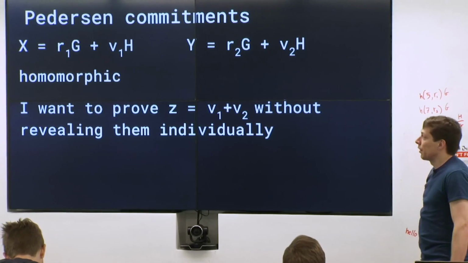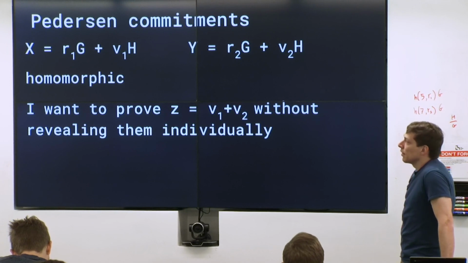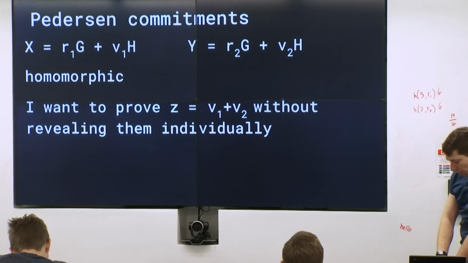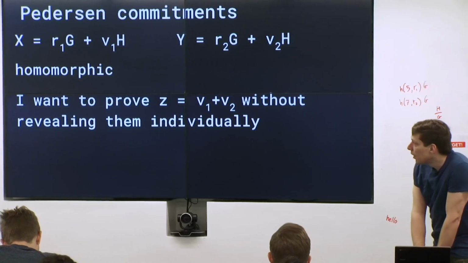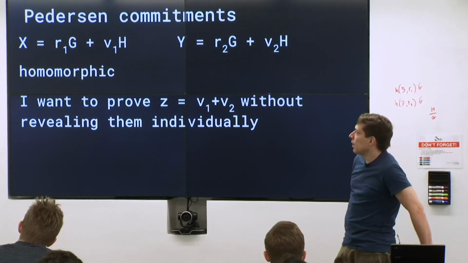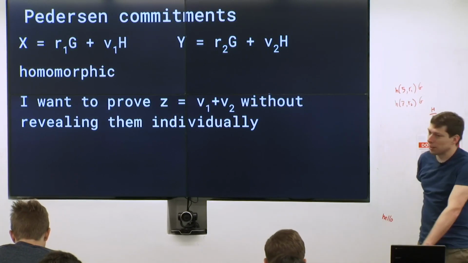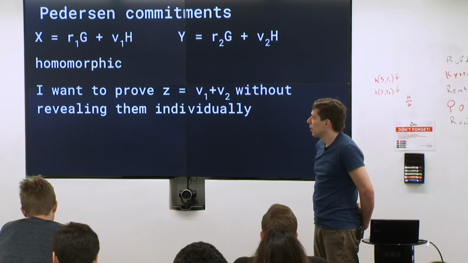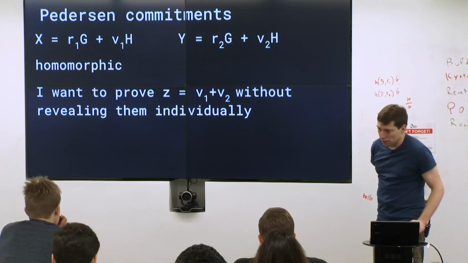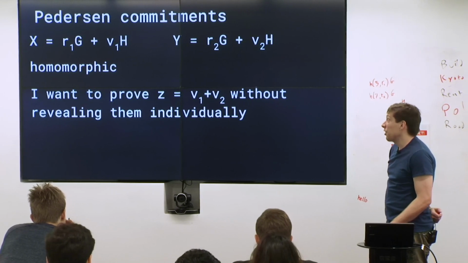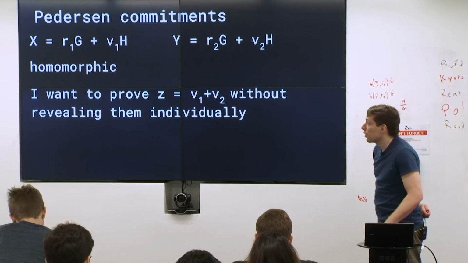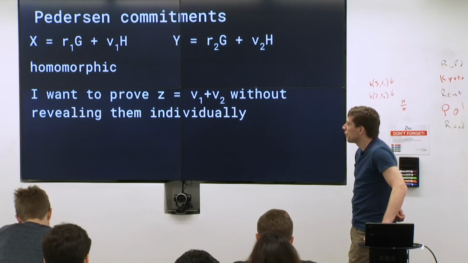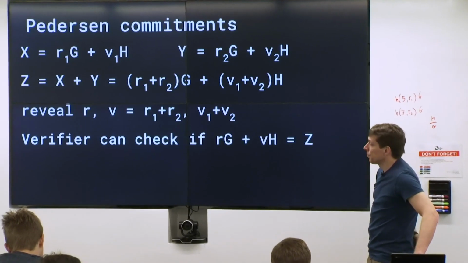And it's homomorphic. So what we can do is we can say, okay, x is r1g plus v1h, y is r2g plus v2h, and what if I want to prove that z is value 1 plus value 2 without revealing them individually? Can you see how I could do that? Well, I can actually reveal both r's individually. Well, no, sorry. I cannot reveal both r's individually because then you'd be able to figure out the values. But I can reveal the sum of the r's and the sum of the v's, right?